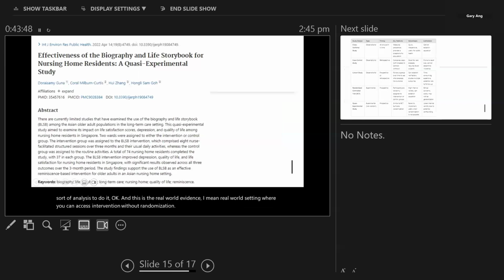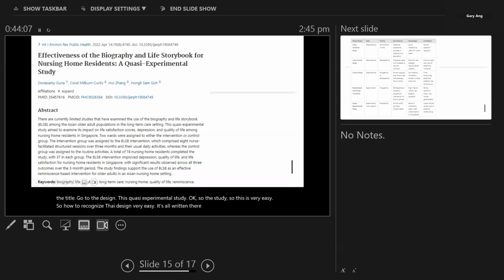Okay, so this is an example. How do you know this is a quasi-experimental study? You can realize that every time it's all in the title. Go to the design, this quasi-experimental study. Okay, so the type of study. So this is very easy. So how to recognize study design? Very easy. It's all written there.